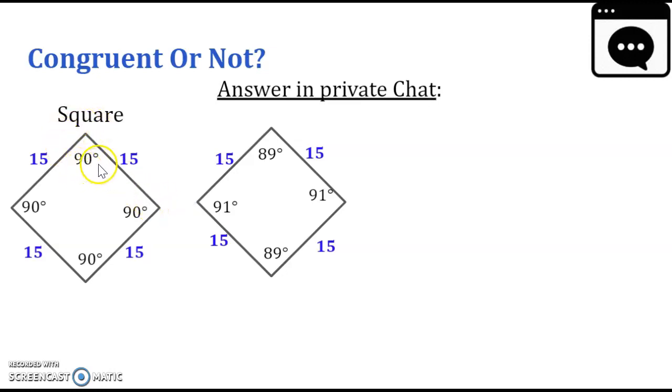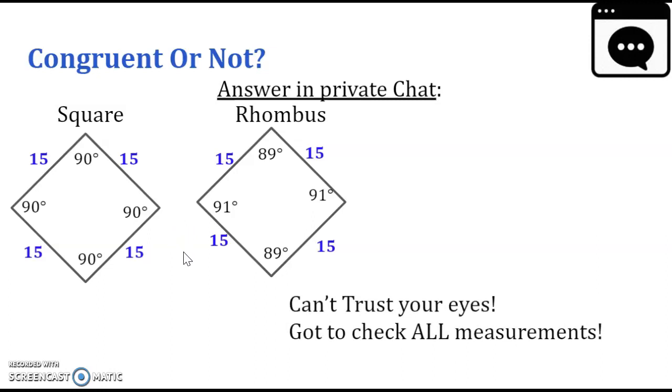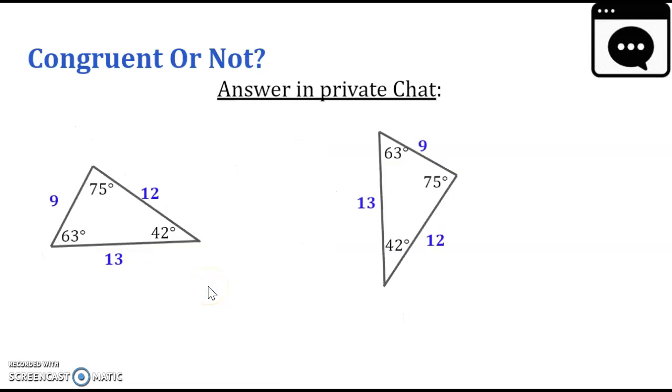In fact, this is a square because they are all 90-degree angles. And this is a rhombus. Even though they have the same side length, this is a rhombus because this is not 90 degrees. And the moral of the story here is that you can't trust your eyes. You've got to check all the measurements or any notations. So are they congruent or not? Please answer in private chat. Can we transform these two shapes to map onto one another? The answer is yes. We can do a rotation.